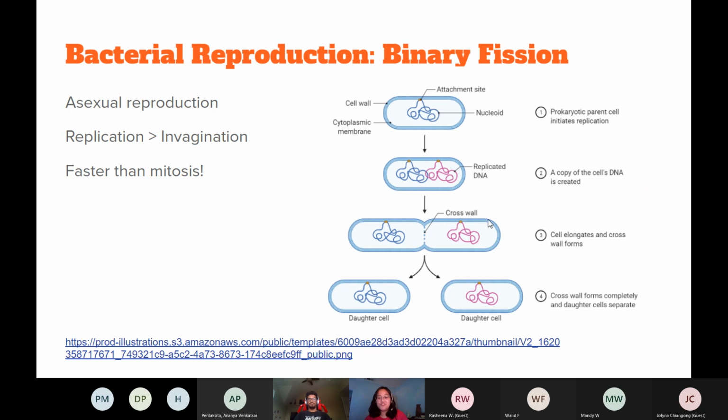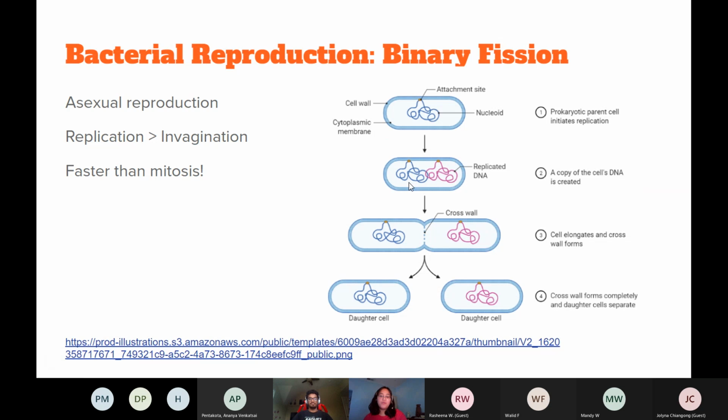And then it just goes straight to cytokinesis. So it starts forming its new wall, its new cross wall. This is called invagination. And then once that cross wall forms, that's it. They've got two new cells, and they have the same DNA. So they're clones of each other.